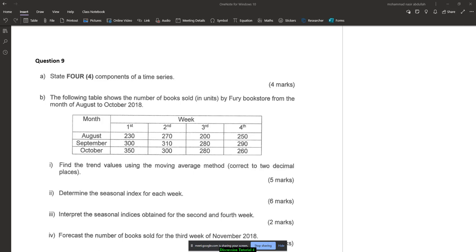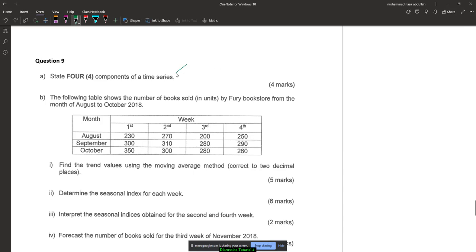Ini tahun bila ya? I think 2019 kot. Alright, kita tengok. The first dia kata state 4 component of time series. Kita tengok one by one.